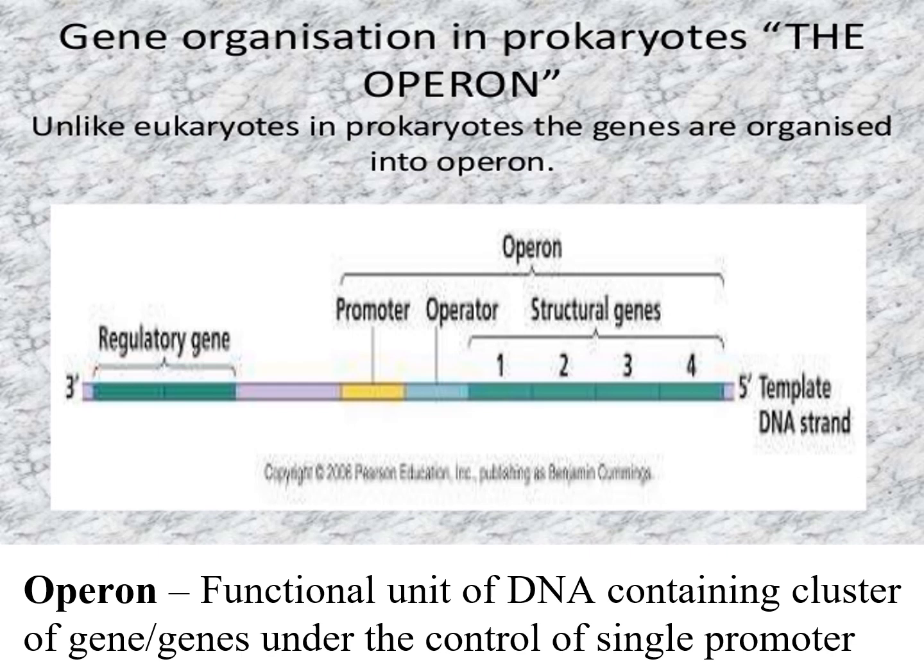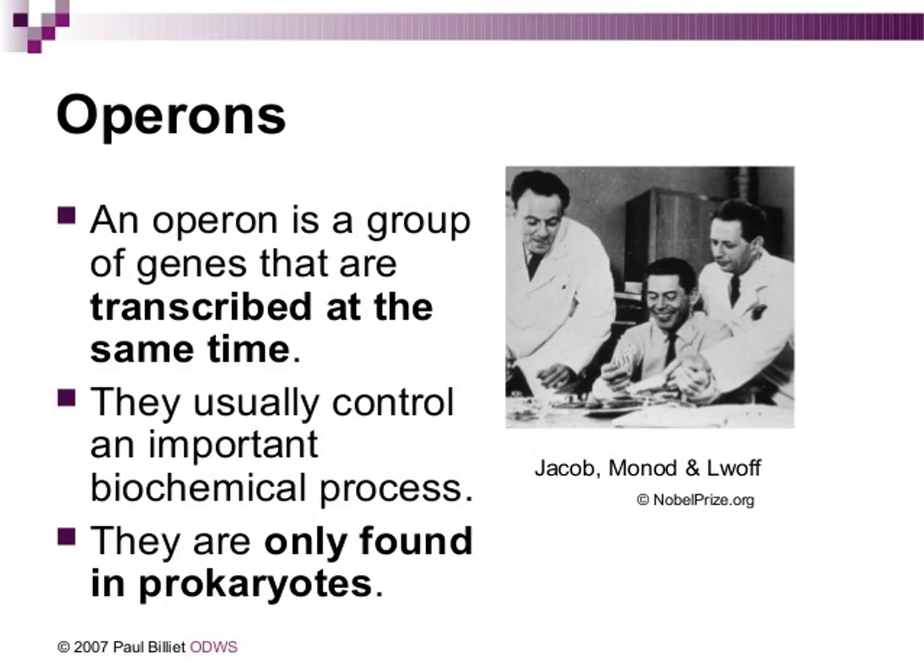The single genes are present under a single promoter and operator. The operon is a functional unit of DNA containing a cluster of genes under the control of a single promoter. An operon is a group of genes that are transcribed at the same time. If the operon contains three or more genes, all the genes are transcribed at the same time. They usually control an important biochemical process. They are only found in prokaryotes, so operons are not present in eukaryotes.